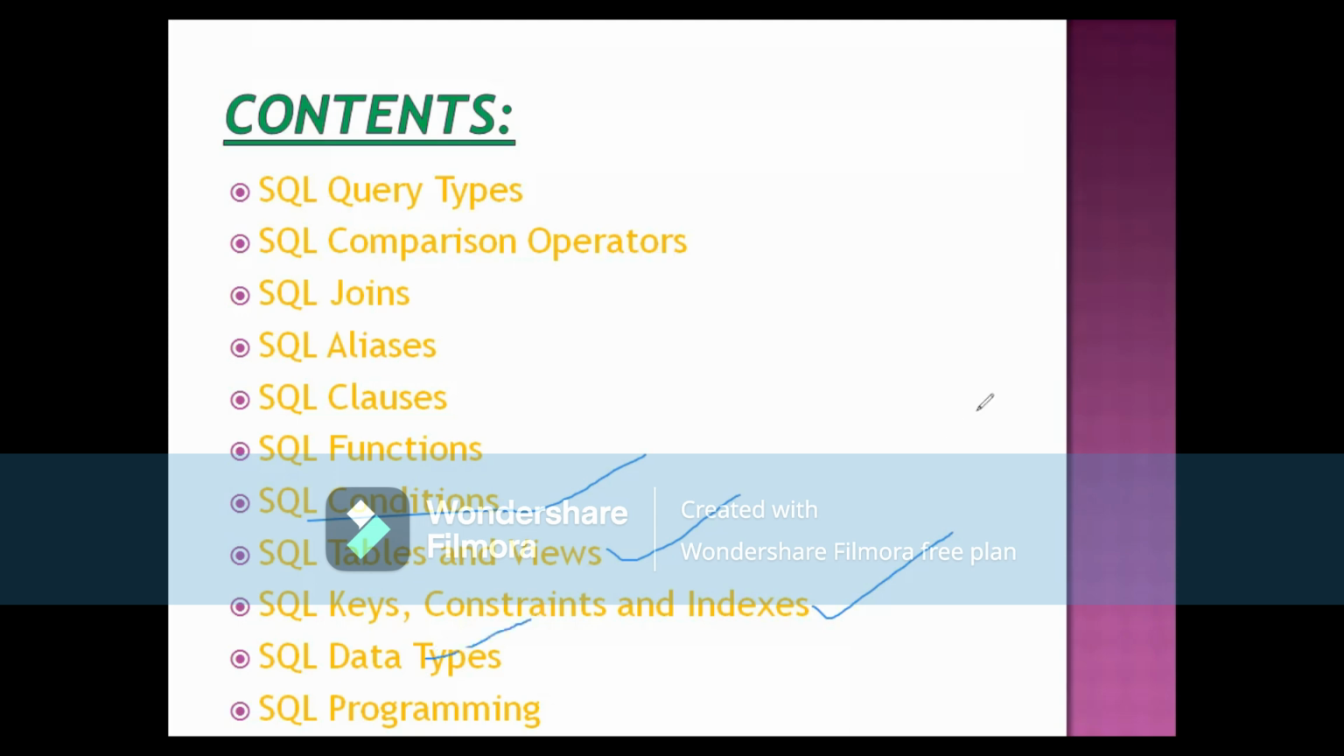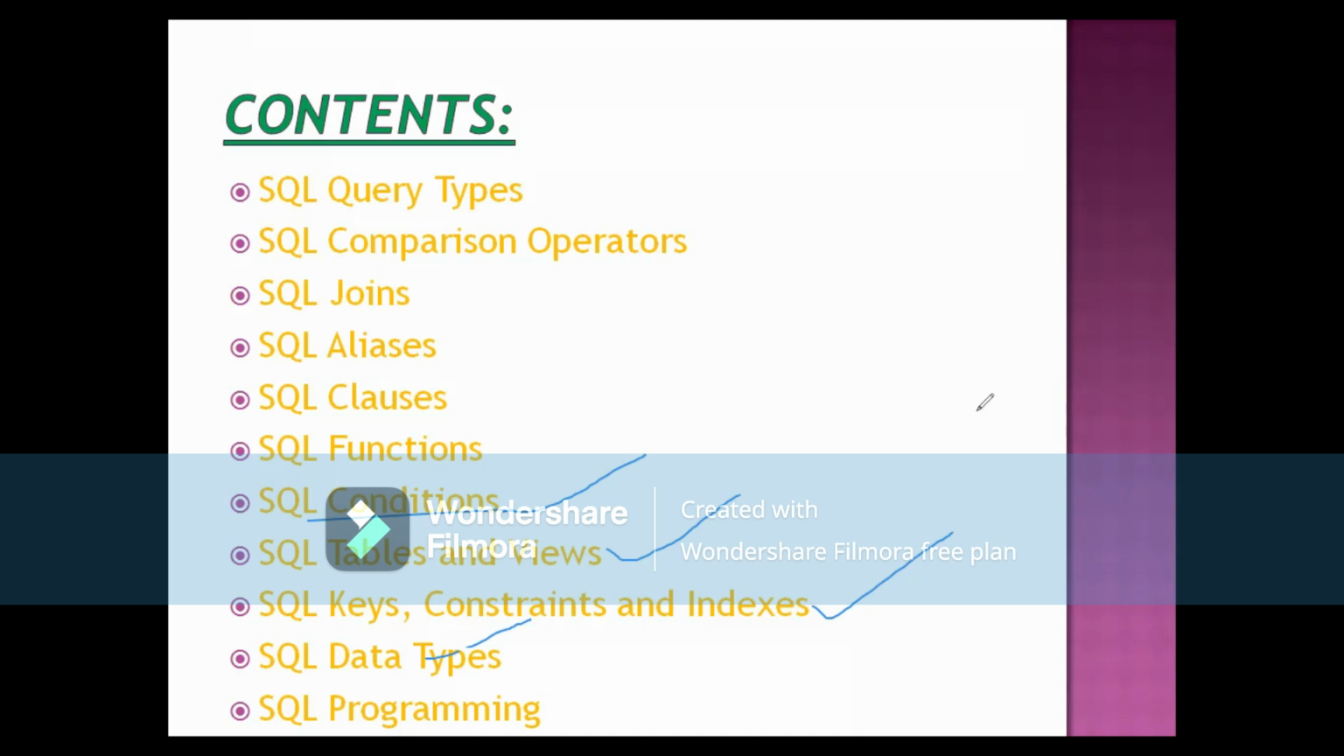What are the SQL data types? Different data types are available. We already know what the data types are: string data type, integer, and character data type, timestamp, and date data type. Several types of data types will be covered in this SQL course also.